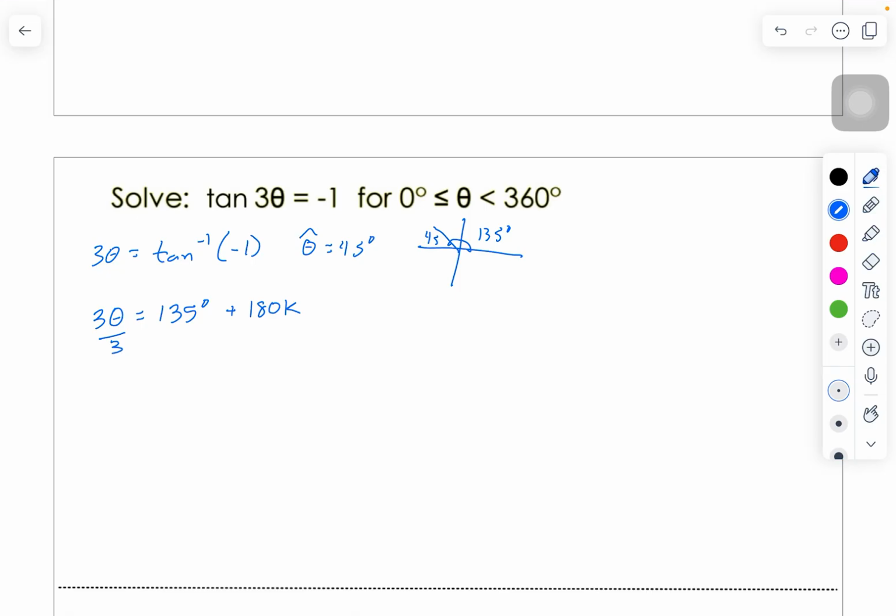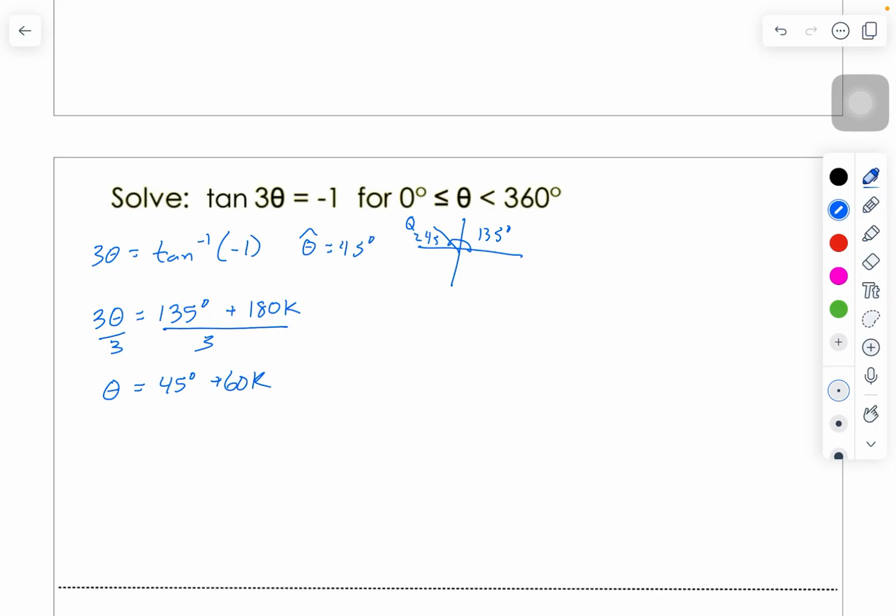I'm now going to divide everything by 3. And that leaves me with theta is equal to 45 degrees plus 60k. Okay. Now, how is that going to affect me? Well, I can add 60 to get to my next possible angle and go from there. So I could just go 45 plus an additional 60 plus an additional 60 until I hit my full period.